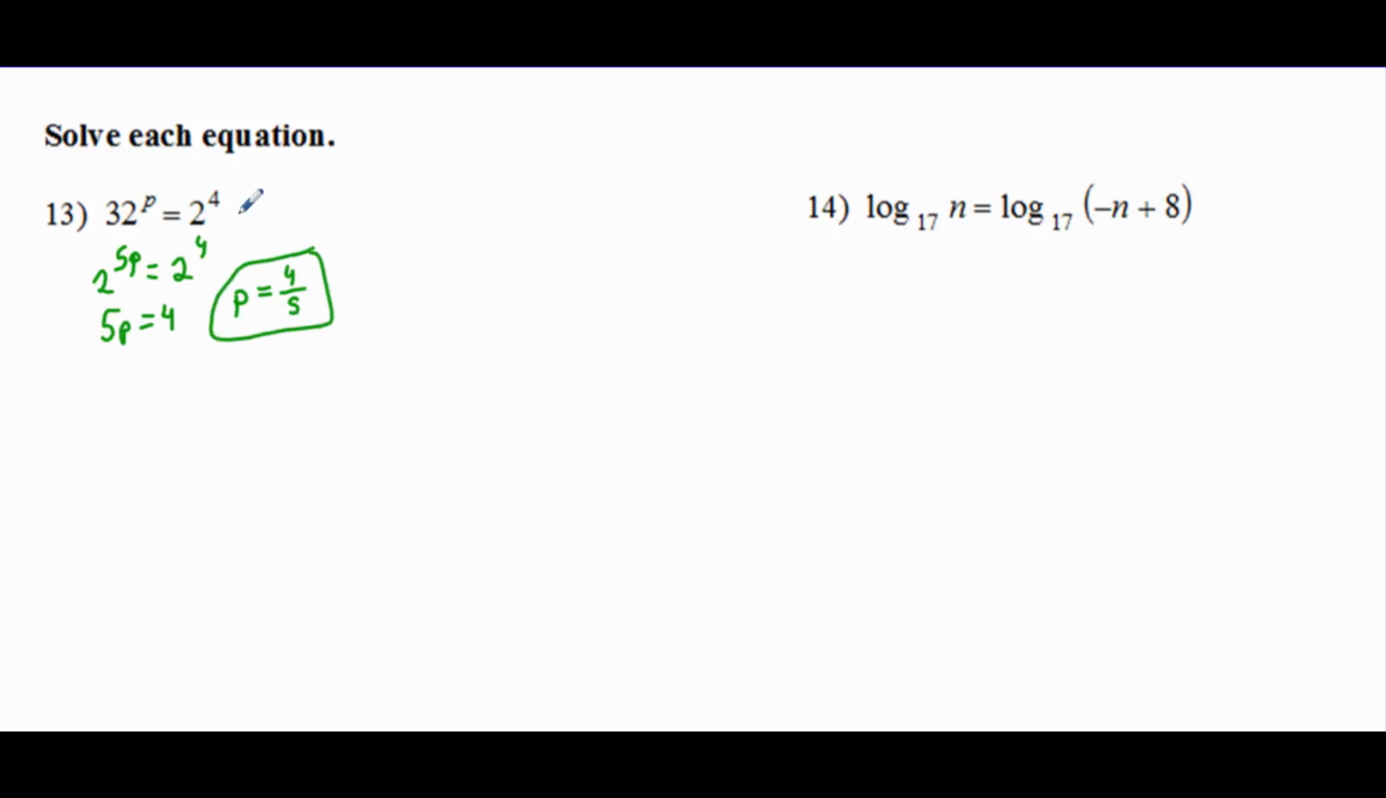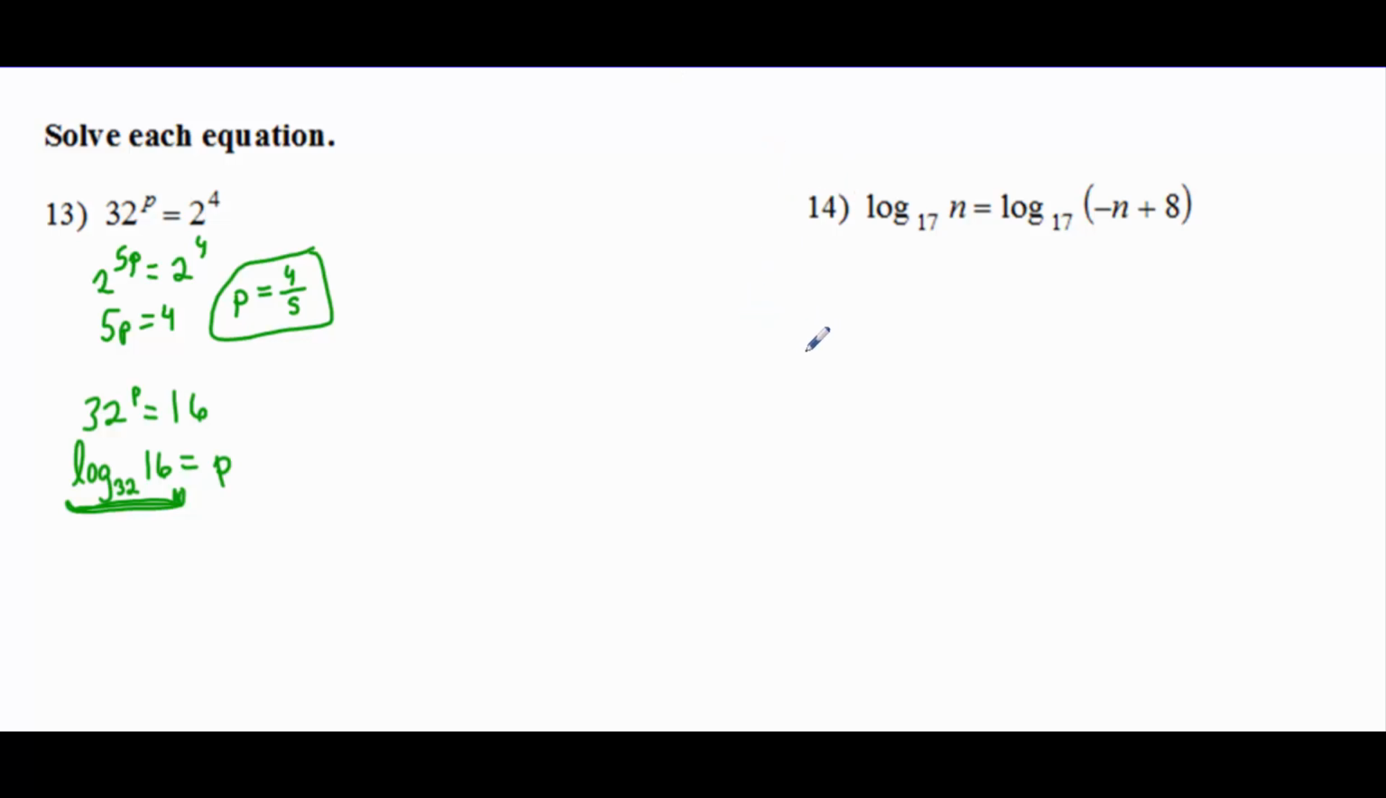The other way of doing this is to say 2 to the 4th is 16, and then rewrite this as a logarithm. 32 is our base, then we're going to write 16, it equals p, and then plug this into your calculator so that you can figure out what p equals, and it'll tell you 0.8, and then you do math, enter, and put it back as a fraction. You only have to do it one of those two ways, whichever way you would prefer.